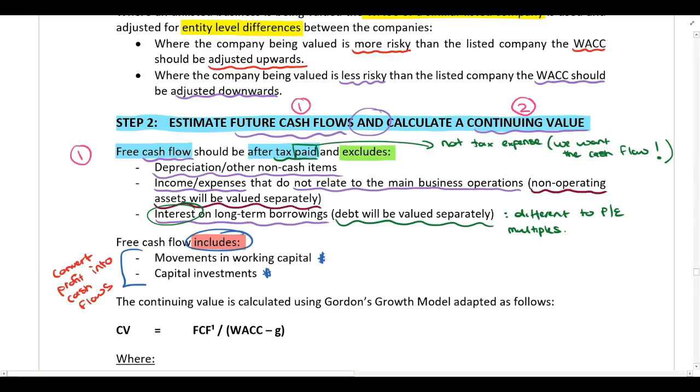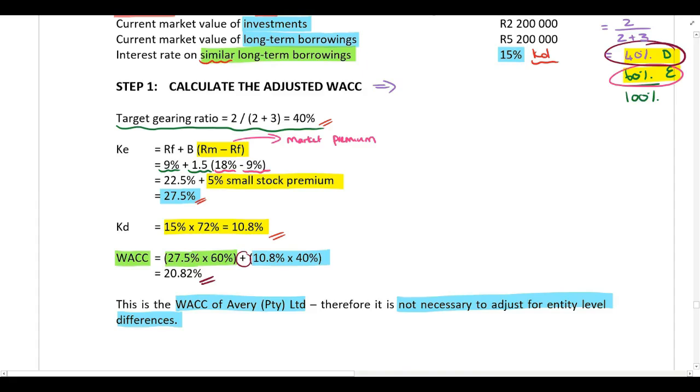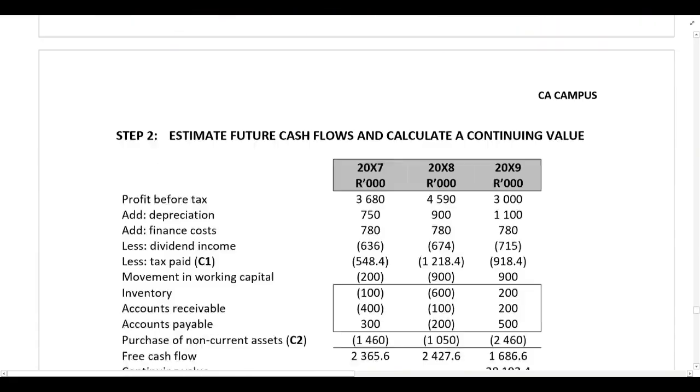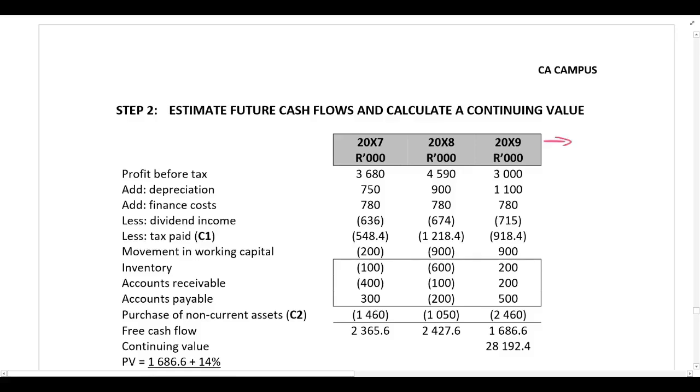Then after performing this calculation, we will then calculate our continuing value. But let's first focus on the calculation of our future cash flows, then we'll look at the continuing value. If we go to our example, please note you are only including forecast information in your calculation. So 20x6 is ignored and we only include 20x7, 20x8 and 20x9.